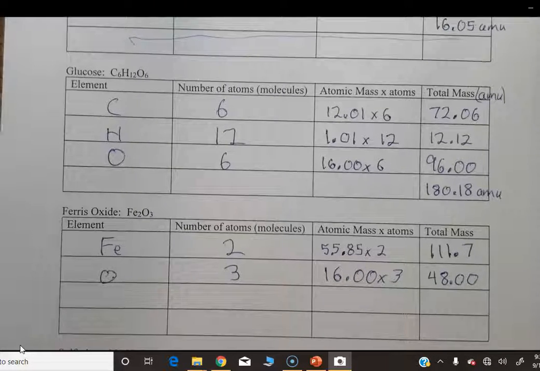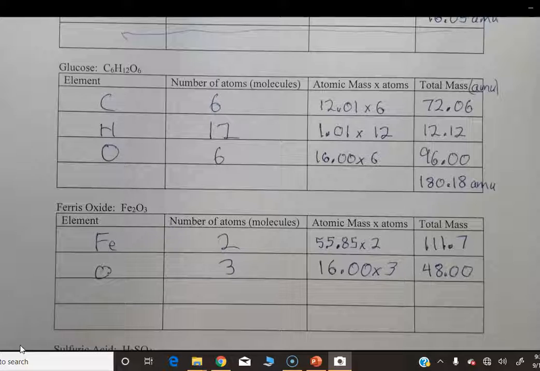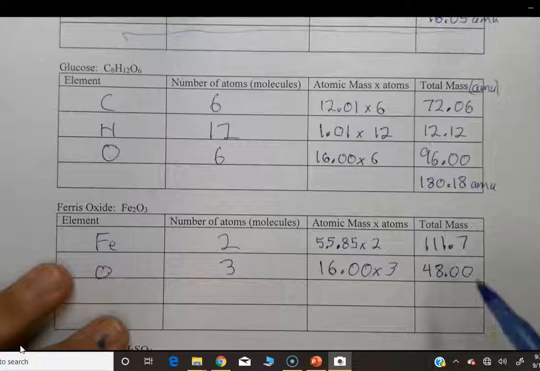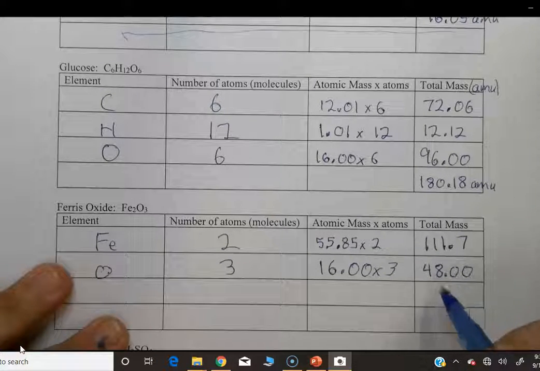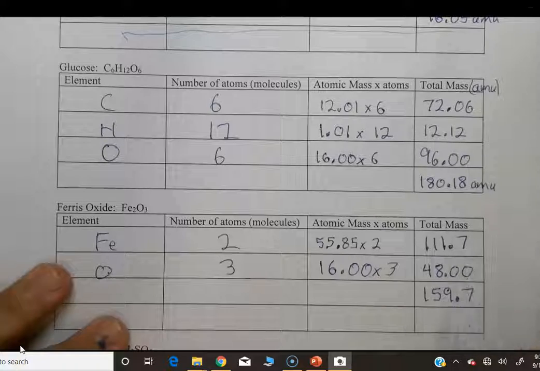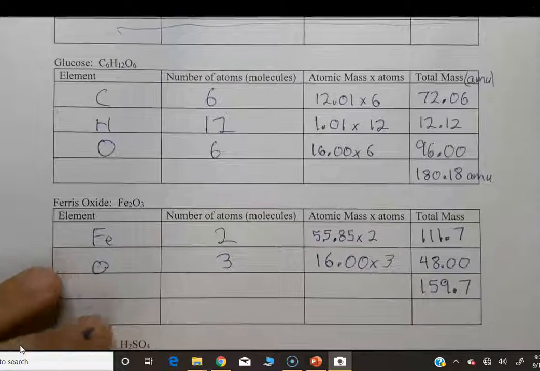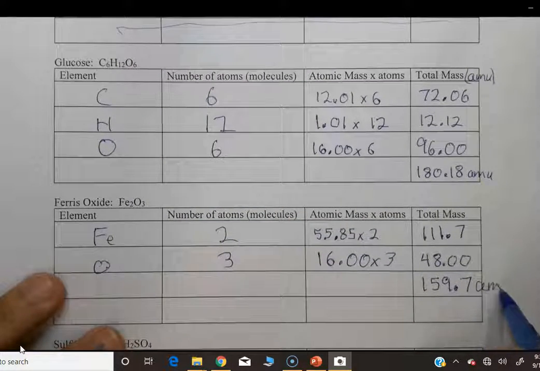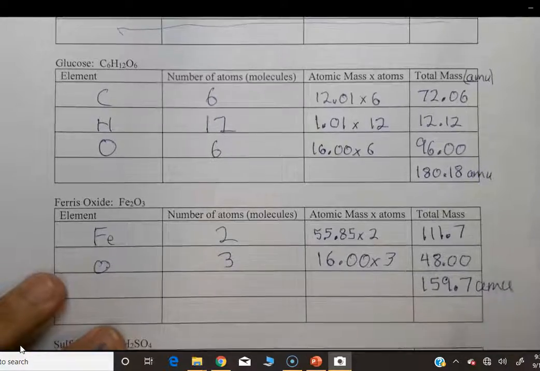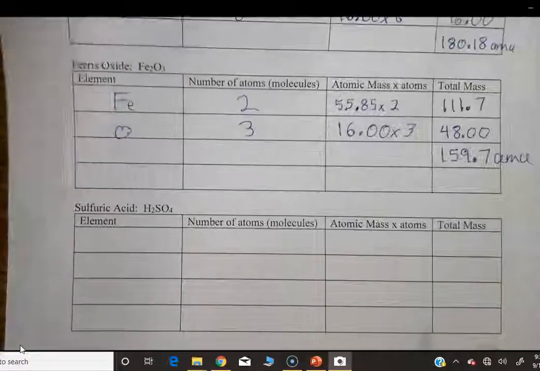Okay, so now we're ready to add the two together. So it's 111.7 plus 48, and that's going to give us 159.7. I think I did that one right. Okay, and that's the atomic mass units. That's the mass of iron oxide. Okay, next up is sulfuric acid.